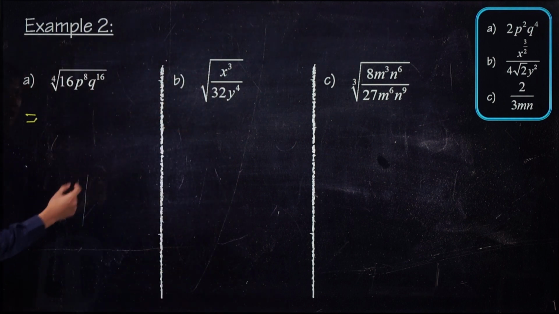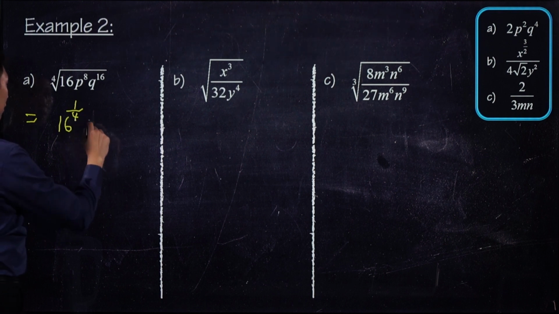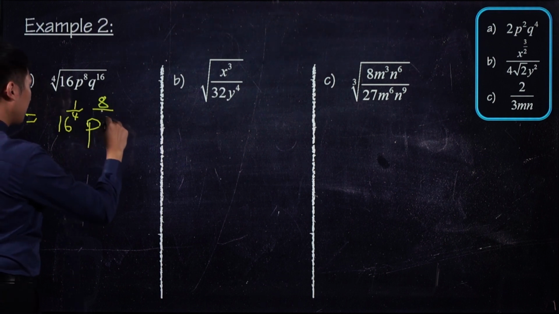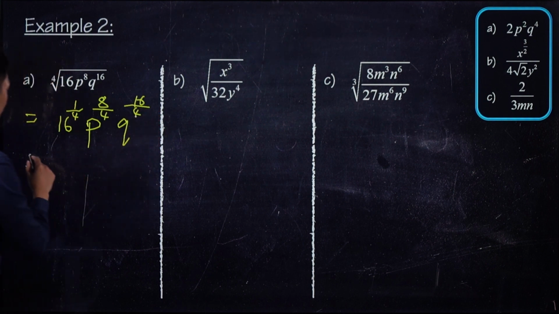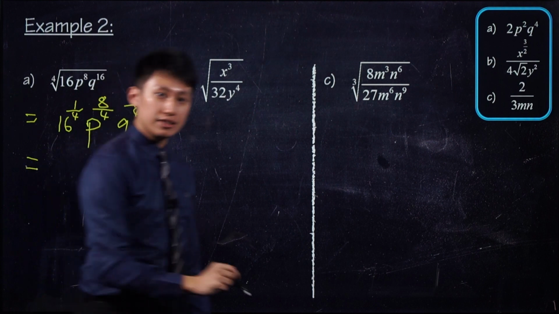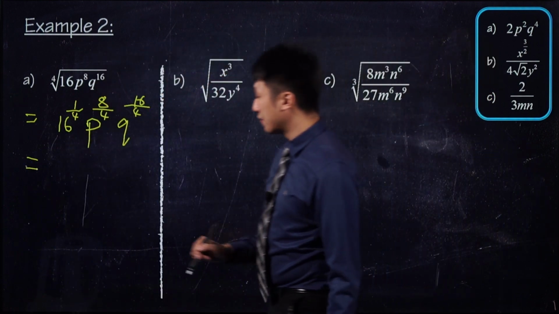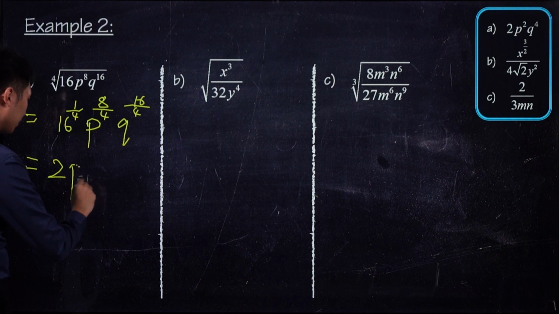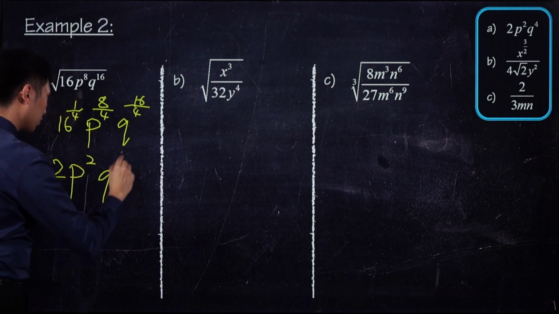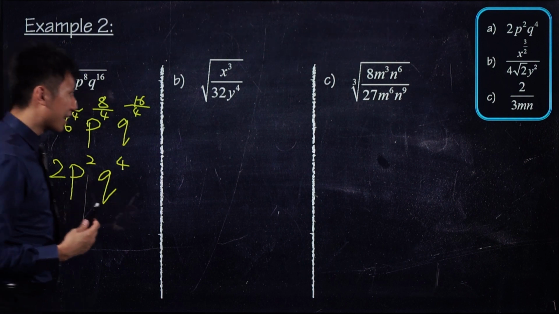Okay, I solve it blindly. So 16 to the 1 over 4, p to the 8 over 4, q to the 16 over 4. So 16, I know it's going to be equal to what? 2 to the power 4. So I just have 2 to the power 4, cancel off with 1 over 4, I get 2. This one I get p square. This one I get q to the power 4. Then I'm done. You are professional now, okay?